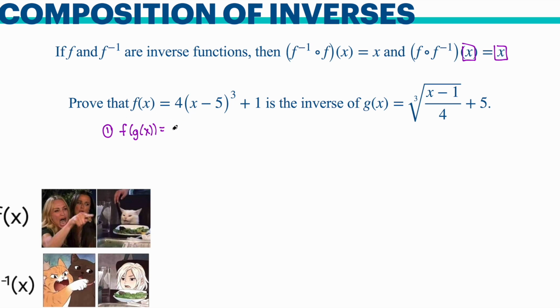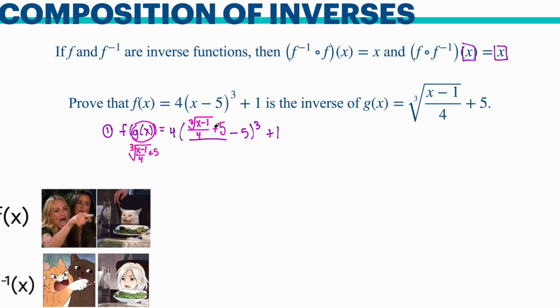So I'm going to take the outside of x. Okay, so that is my f function. And now I'm going to place all of g, which is the cube root of x minus 1 over 4 plus 5, inside here. So the cube root of x minus 1 over 4 and then plus 5. I have now placed it inside the entire function of g, I have placed inside f. Now let's start seeing what happens.